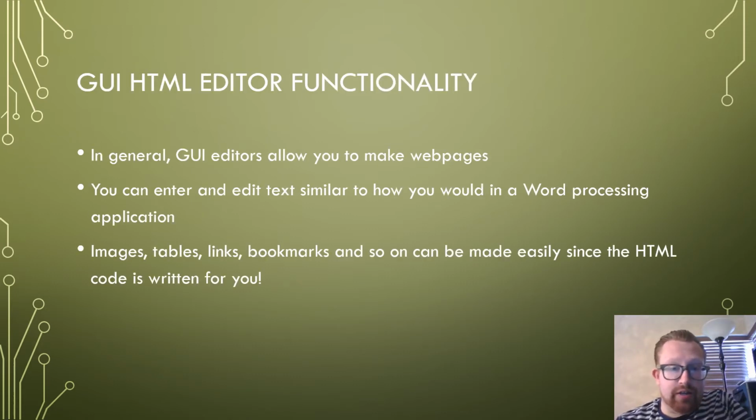So the functionality of the GUI HTML editor, you can use it to make web pages. We know this. You can enter and edit text similar to how you would in a word processing application. It's essentially whenever you start a new document, you're pulling up a blank Word document, like if you were about to type in it and create a fancy page, it functions in the same way. You can insert tables, images, bookmarks, links, all of the things that we've talked about in the past few units, and it can be made easier since the HTML code's written for you.